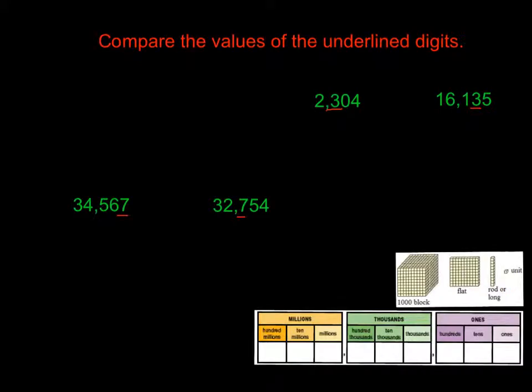So now we're going to compare values of the underlying digits. On our first one right up here, we have 2,304. And over here we have 16,135.